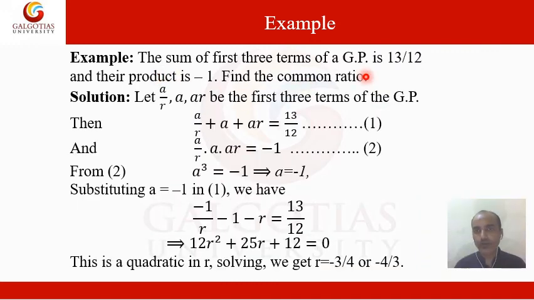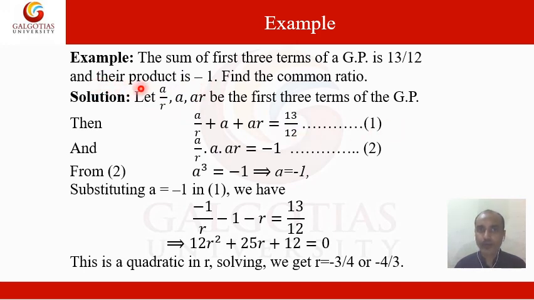Let us discuss one more example. The example is: the sum of the first three terms of a GP is 13/12 and their product is -1. Find the common ratio. For this, let us consider the first three terms of the GP as a/r, a, ar. According to the problem, the sum of the first three terms of the GP is 13/12. So the sum of these three terms is 13/12, denoted by equation 1.